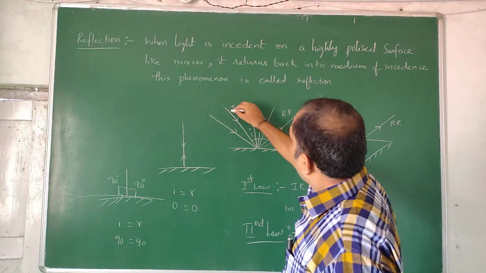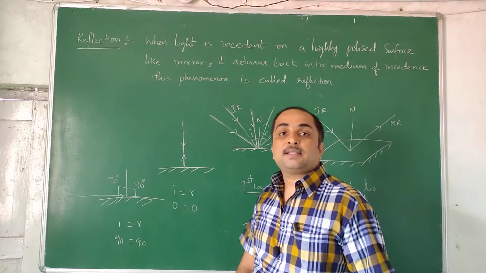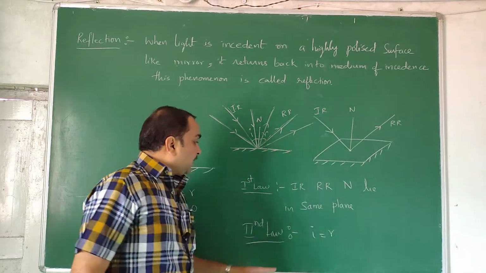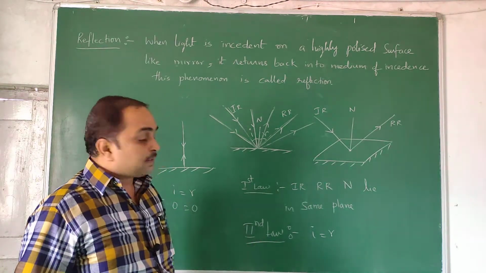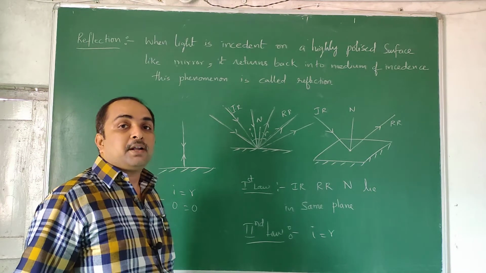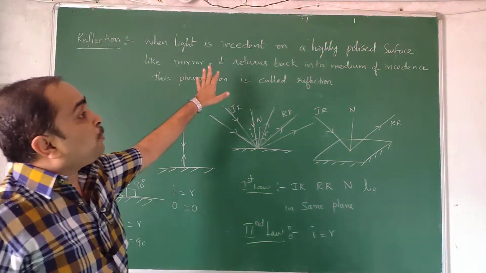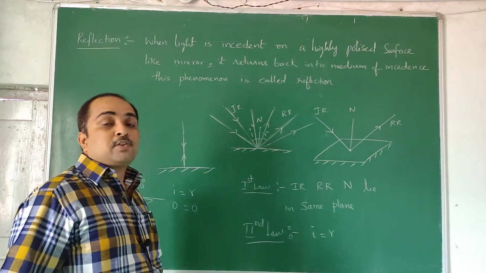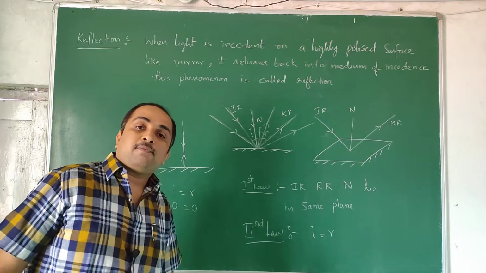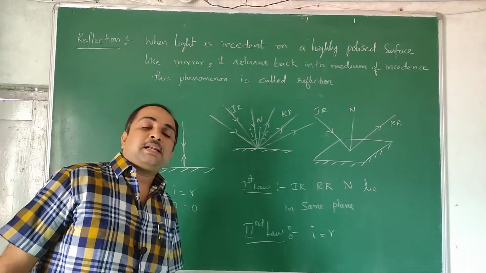You take like this or like this or like this. As you increase the angle of incidence, angle of reflection also gets increased. That is the second law. First law is incident ray, reflected ray, normal lie in the same plane. Second law is angle of incidence is equal to angle of reflection. This is about reflection. When light is incident on a highly polished surface like a mirror, it will come back into the medium of incidence. This phenomenon exhibited by light is called reflection. If the surface is not 100% polished, then there will be a partial reflection.